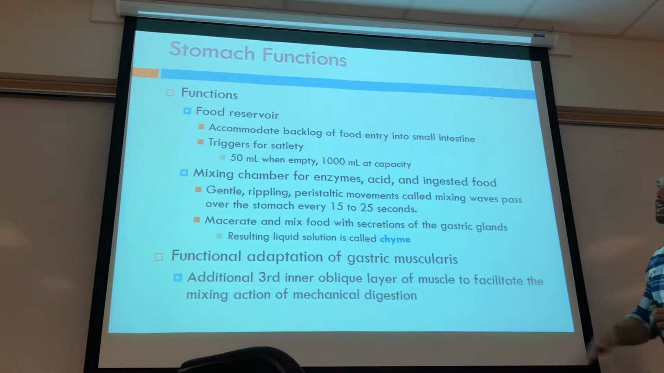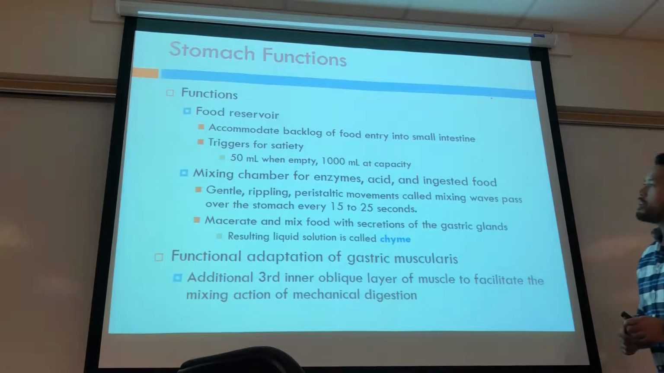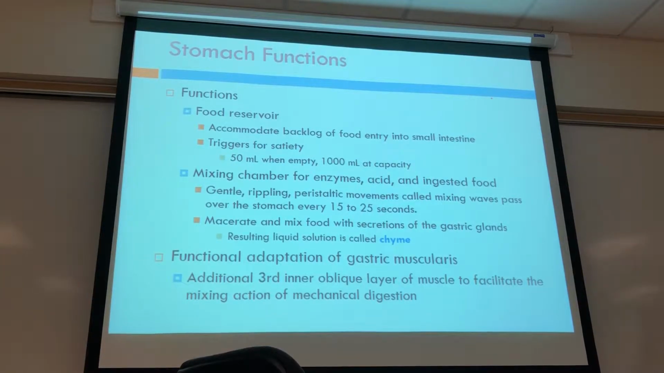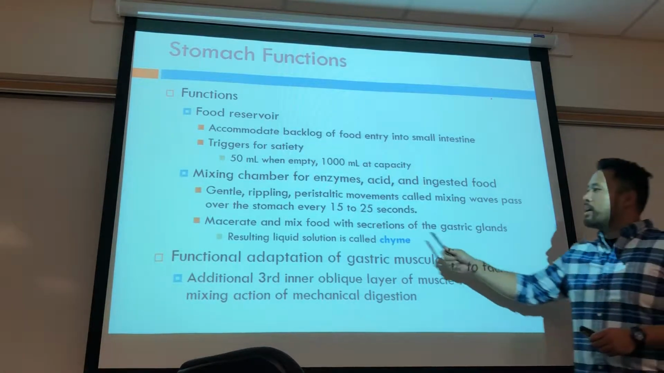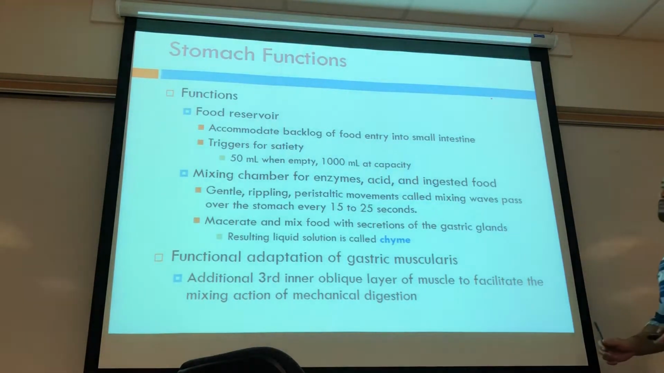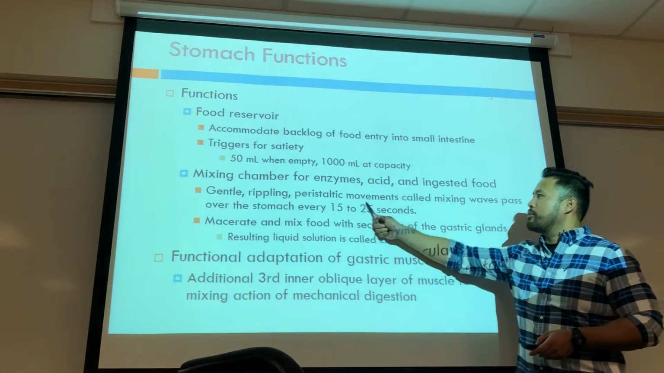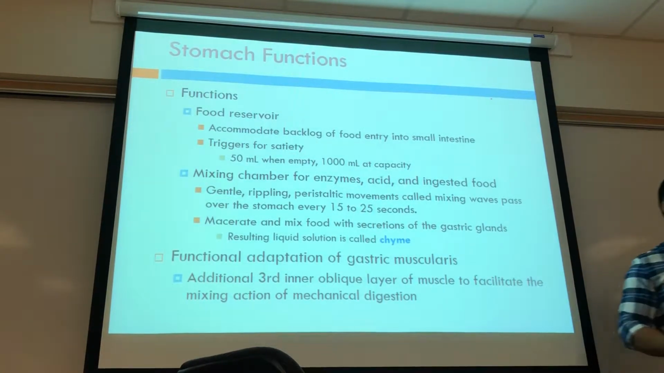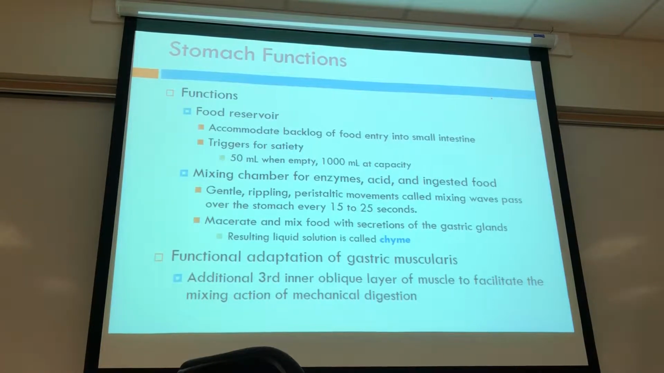Here we involve peristaltic movements within the muscularis layer that create these mixing waves. Basically, your stomach is churning every 15 to 25 seconds to allow mixing of the gastric juices with the food you've just ingested. In this process, you're mixing the enzymes to allow chemical digestion to take place, and then you get the mechanical digestion of the food through peristalsis. The solution that we end up with is called chyme. So chyme is gastric juice plus the food, the ingested boluses.